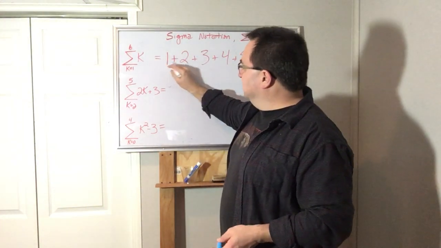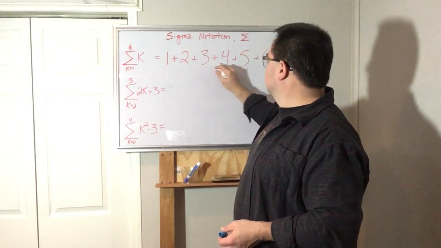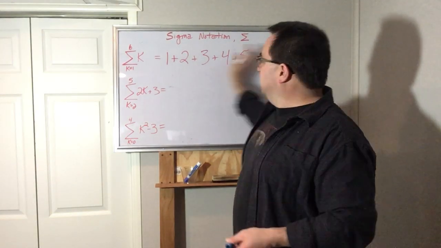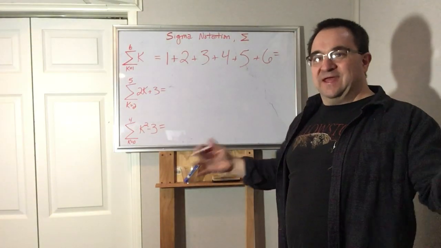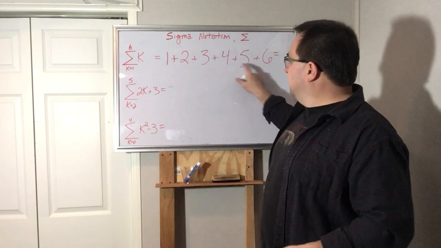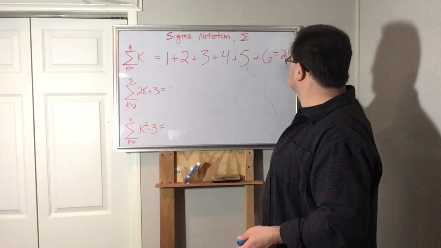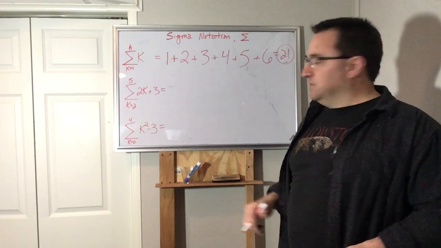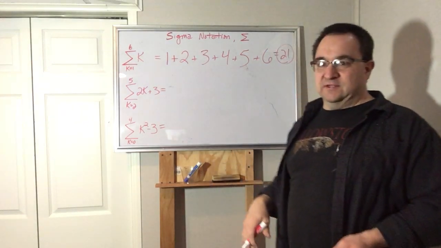See, this is K equals 1, K equals 2, K equals 3, 4, 5, and 6. And then all I've got to do is add those all up, and that is my summation. So that'd be 10, 21. That is the answer. This is just showing you how we get the answer.